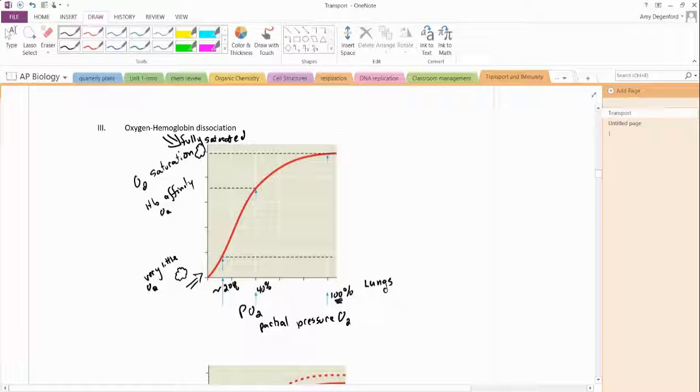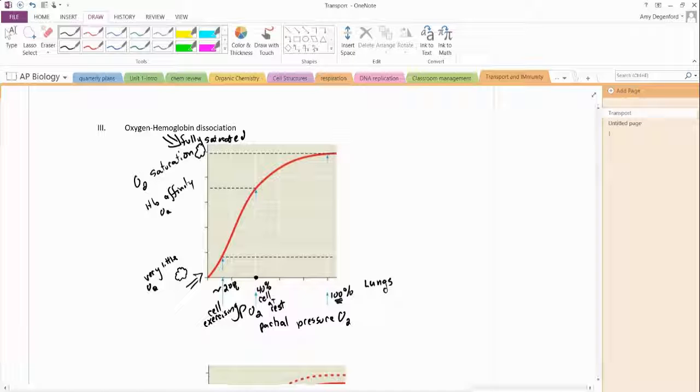And then down here at 40%, this is a cell at rest. So this point right here is a cell at rest. And then down here, we would see maybe a cell that is exercising. In other words, a muscle cell that is quite depleted of oxygen because it's using oxygen.